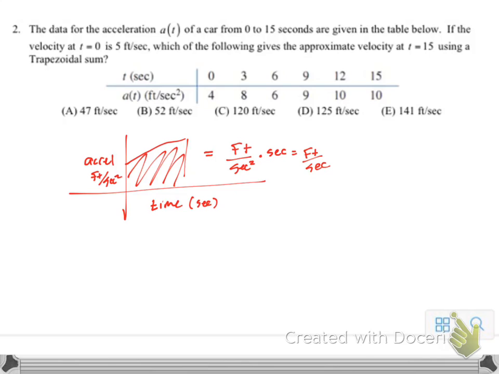All right, so what we're going to get is feet per second, which is great. Notice all the answer choices are in feet per second. So let's be more precise. It says go in there and approximate using trapezoidal sums. Well, that's only part of it. We can do trapezoids, no problem.